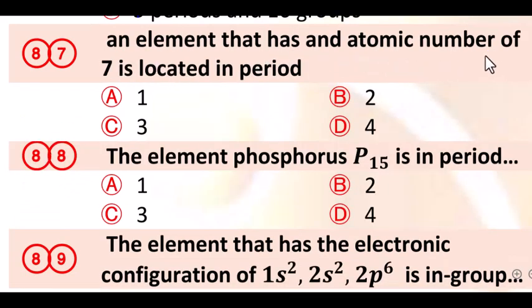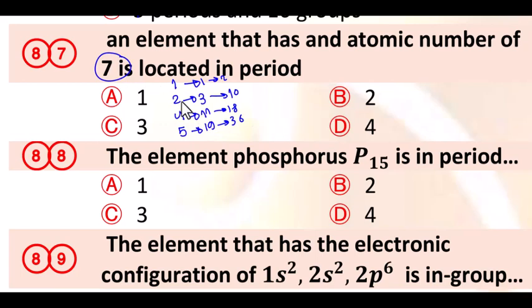An element that has an atomic number of 7 is located in which period? The first period has only 1 and 2, so period 1 is from 1 to 2. Period 2 is from 3 to 10. Period 3 is from 11 to 18. Period 4 is from 19 to 36. So 7 is in period 2, because period 2 ends with neon. Neon has 10 electrons and it started with lithium, 3 electrons.